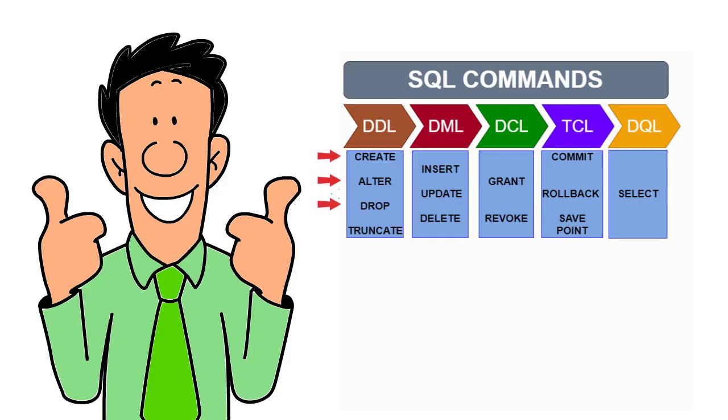DML, Data Manipulation Language, modifies data using insert, update, and delete. DQL, Data Query Language, retrieves data using select. DCL, Data Control Language, controls permissions through grant and revoke. And TCL, Transaction Control Language, manages transactions using commit, rollback, and savepoint.